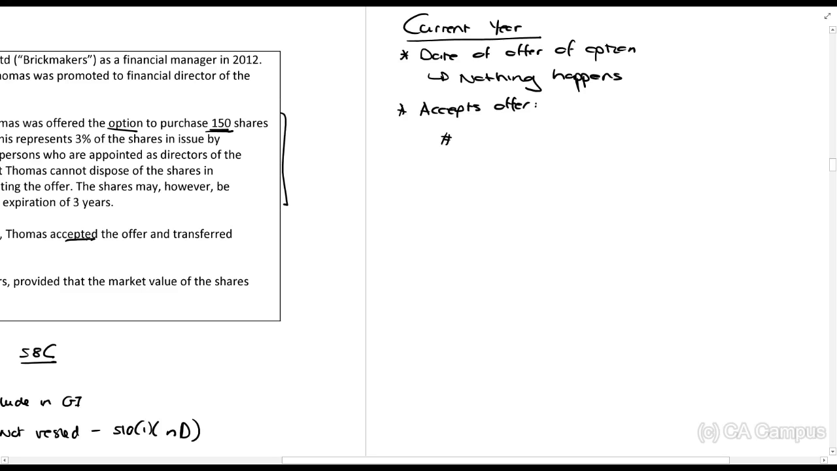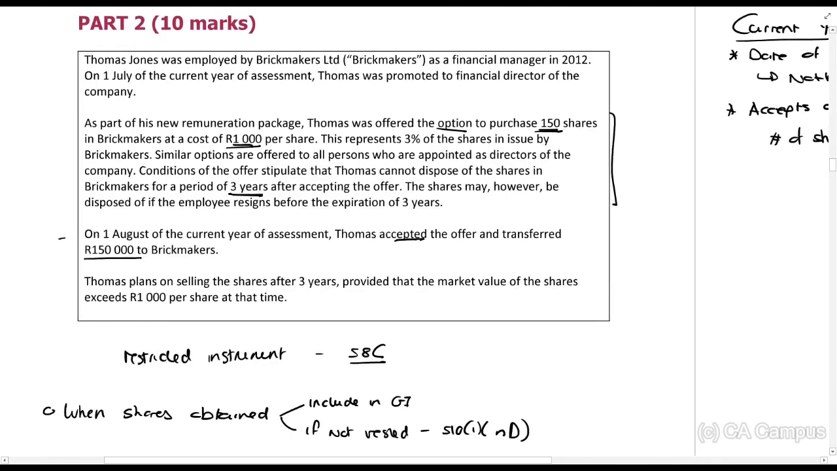You say number of shares times the market value of a share less the consideration, how much did you pay. That amount gets included in your gross income. Now, immediately at this point in time, you have to ask yourself, what happened here? The idea here is, he pays 1,000 rands for a share. You can see deliberately what I've done here is I haven't given you values because I didn't want students to just focus on that. I want to see if you can explain yourself.